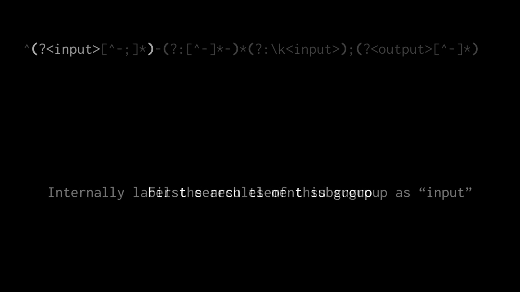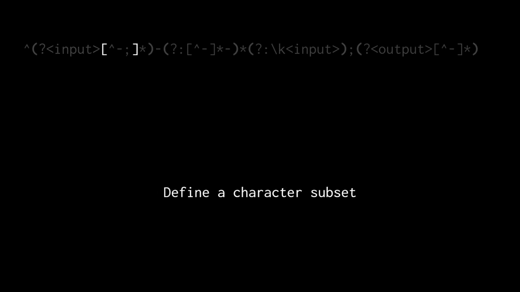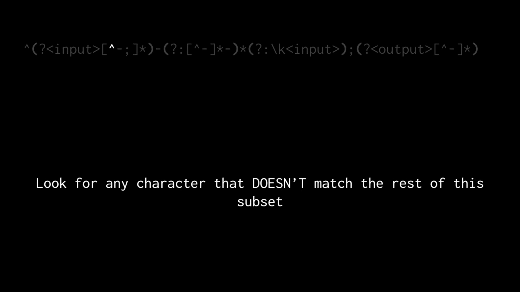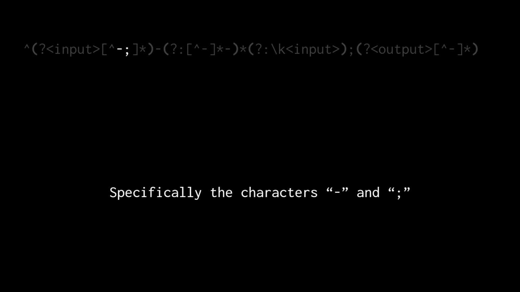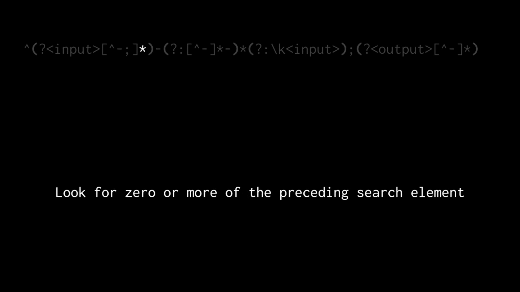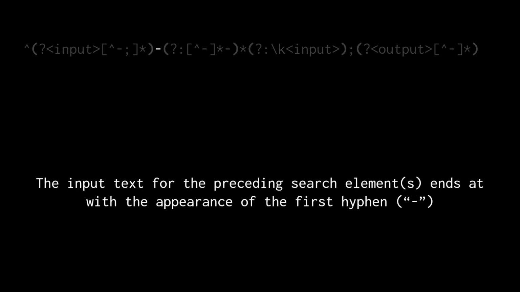Inside of our first element subgroup, we find an internal label for the subgroup called input. We talked about this a second ago. Then we have a character subset that we're defining as any character that doesn't match a hyphen or a semicolon. Okay? And in this case, we're going to say as many of those that aren't dashes or semicolons until we hit a dash.